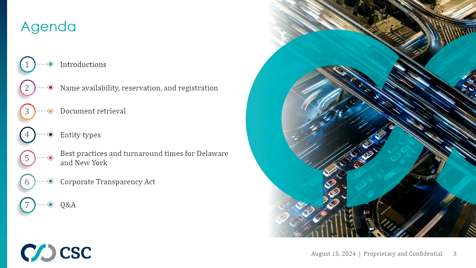So let's now talk about our agenda for our entity formations webinar today. We'll be talking our introductions. Then we'll be going into name availability, reservations, and registrations. We'll talk about document retrieval, some different document types, best practices and turnaround times for Delaware and New York. We'll also talk a little bit about the Corporate Transparency Act and then answer some of your questions today.